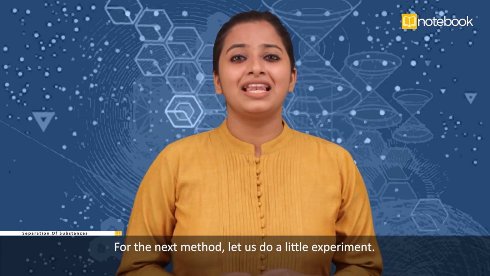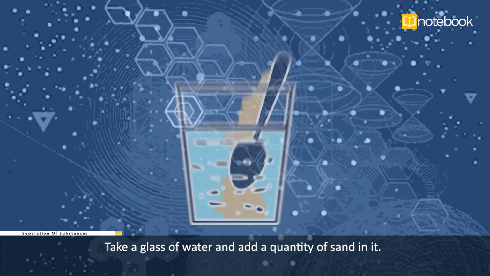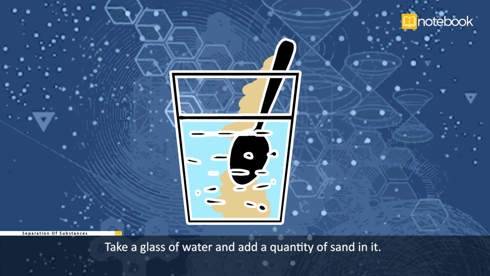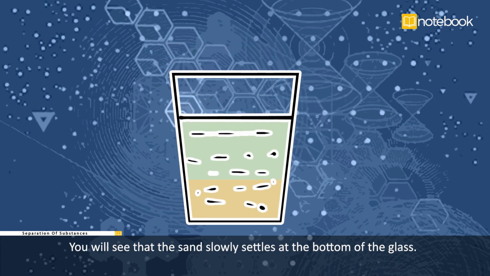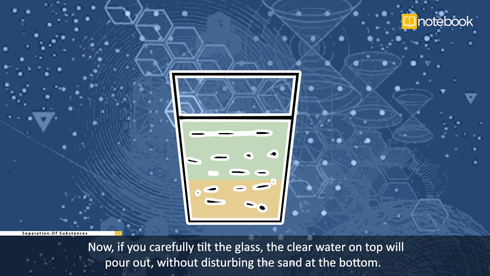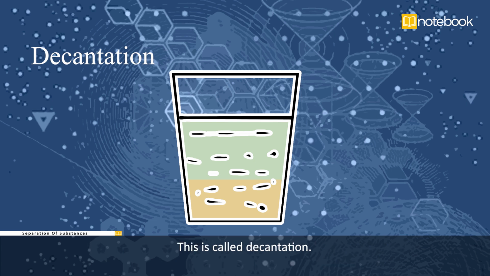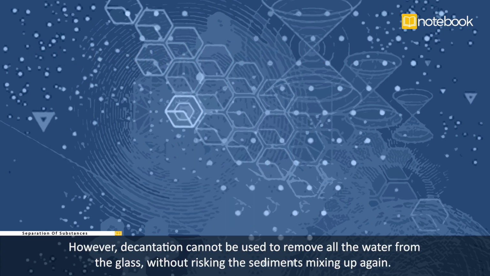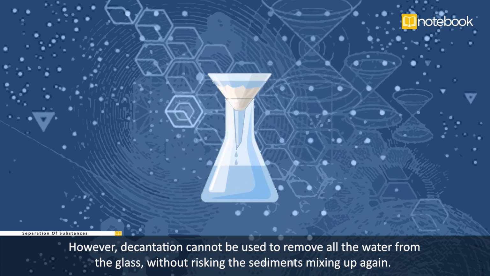For the next method, let us do a little experiment. Take a glass of water and add a quantity of sand in it. Allow the mixture to stand undisturbed for some time. You will see that the sand slowly settles down at the bottom of the glass. This is called sedimentation. Now if you carefully tilt the glass, the clear water on top will pour out without disturbing the sand at the bottom. This is called decantation.